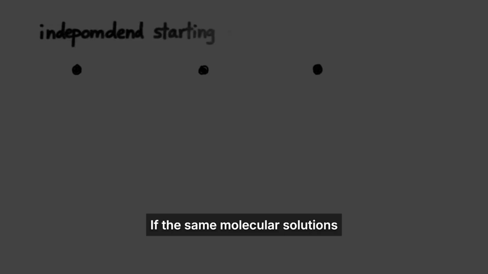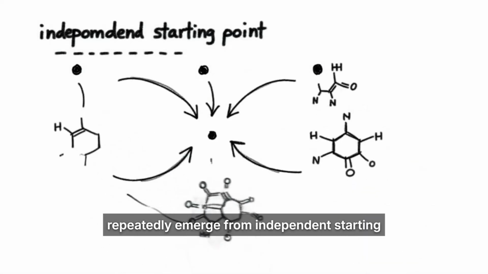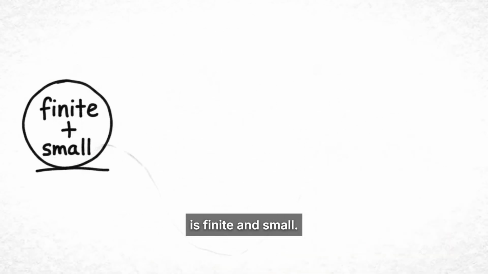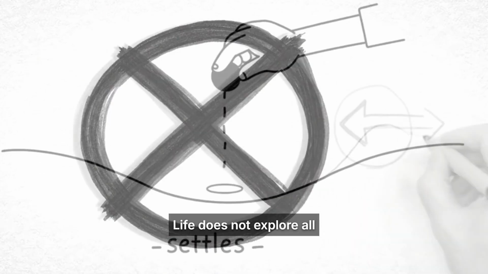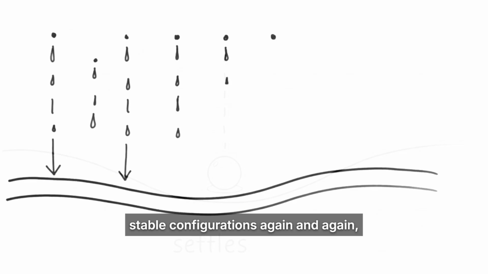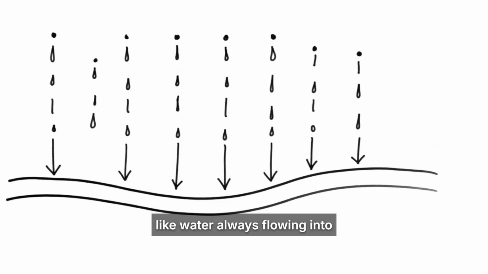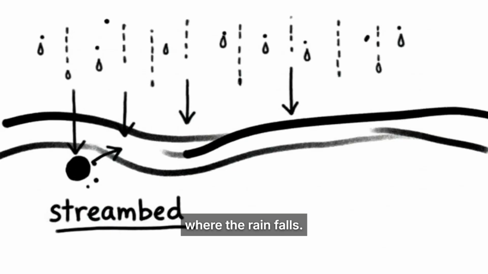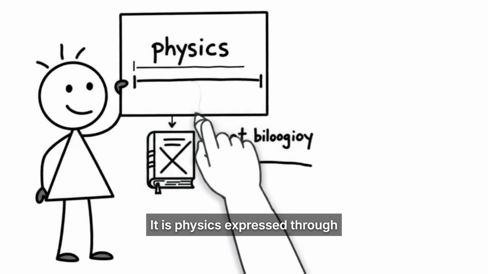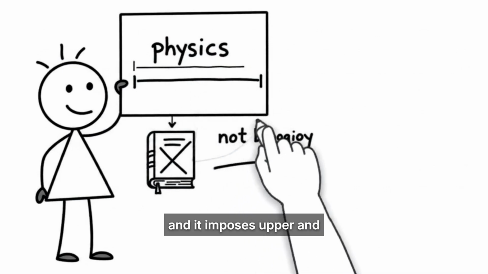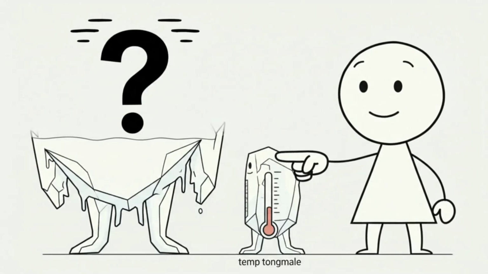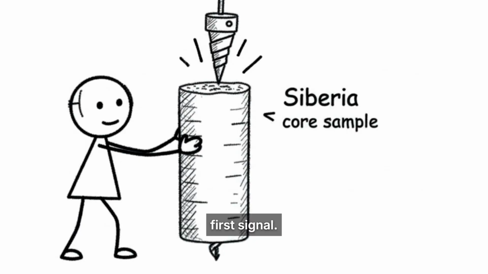If the same molecular solutions repeatedly emerge from independent starting points, then the set of viable protein structures in the universe is finite and small. Life does not explore all possibilities. It settles into the same stable configurations again and again, like water always flowing into the same streambed regardless of where the rain falls. This constraint is not biology. It is physics expressed through biology, and it imposes upper and lower boundaries on what any living system on any planet can become. The Greenland organism was the first signal.